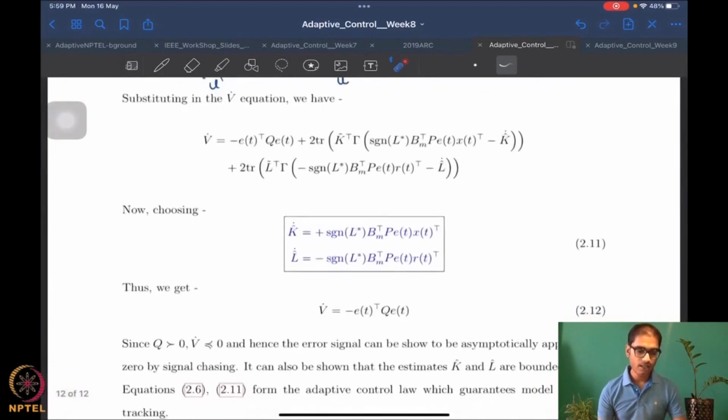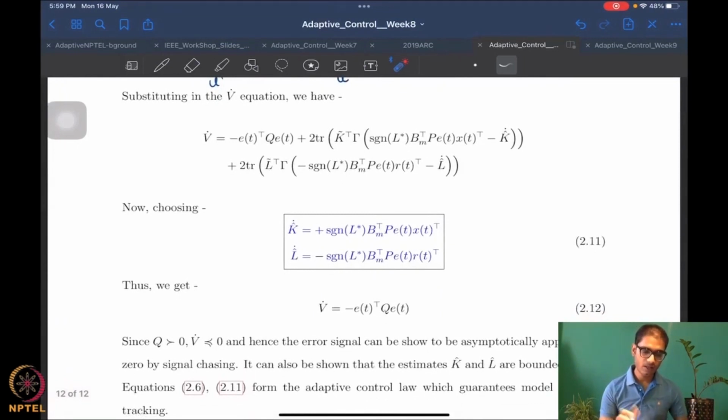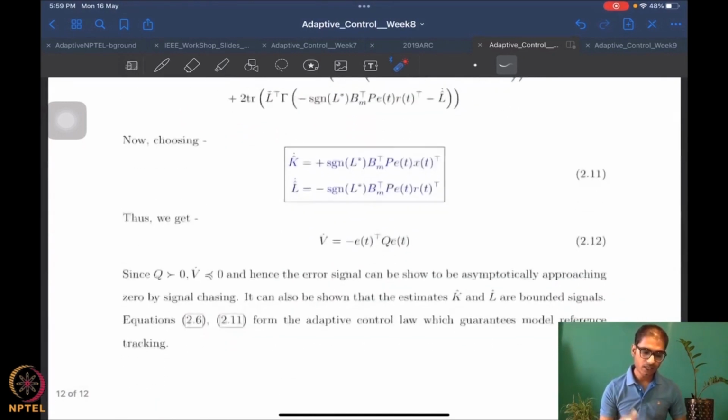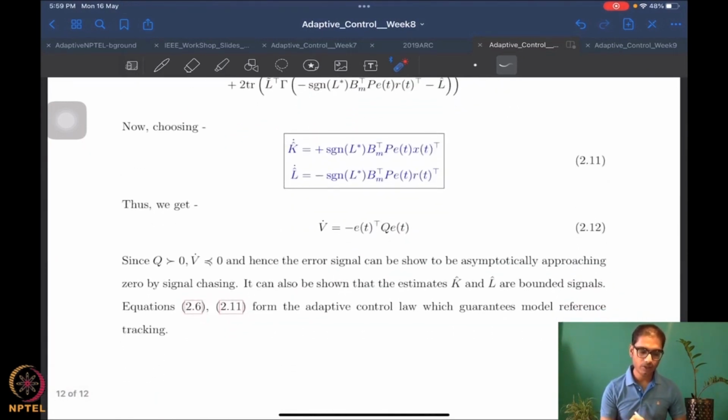So great. Then you basically get rid of these terms and all you're left with is this term. And we know that because Q is positive definite, V dot is negative semi-definite. Not negative definite, because we have additional states K tilde and L tilde. So obviously it's not negative definite; it's in fact negative semi-definite. So what can we show? We can show that the error signal E goes to 0 asymptotically as t goes to infinity.